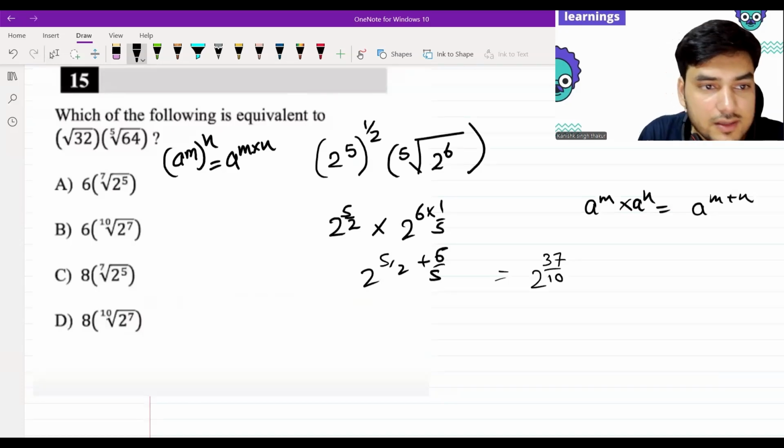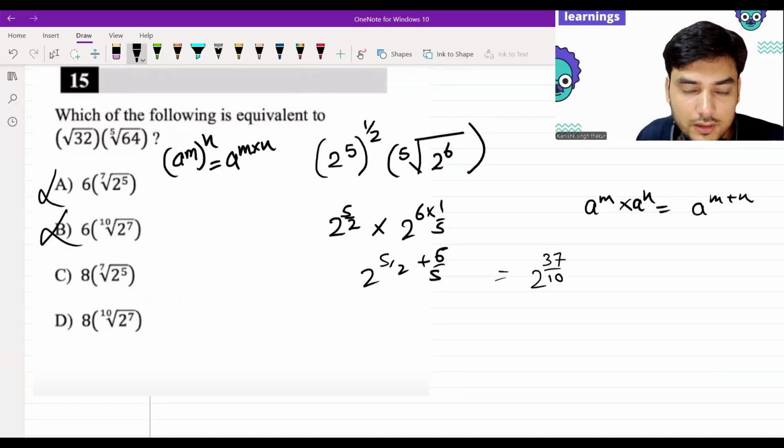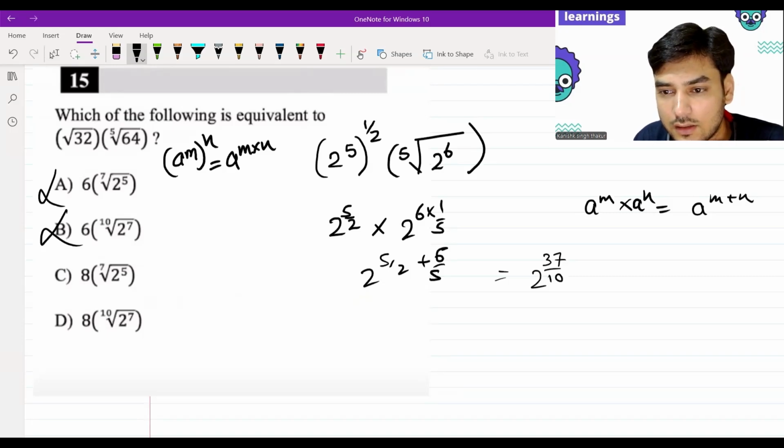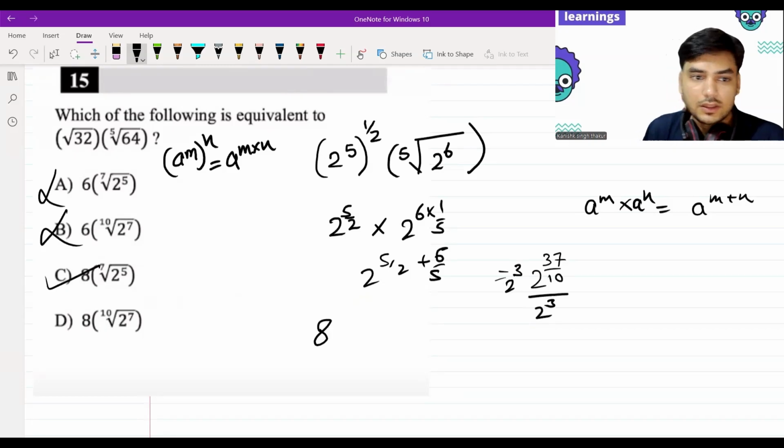Okay, right. See, 6 has the factor 3, so this option is already cut. Okay, now this you can say 2 to the power 3, right? 2 to the power 3. You can take it in front, right? So I'll multiply and divide by 2 to the power 3. So 8 times, I can write 37 minus 30, so 2 to the power 7 by 10 I can write. Okay, so the answer will be C, 2 to the power 7 by 10. Right, great.